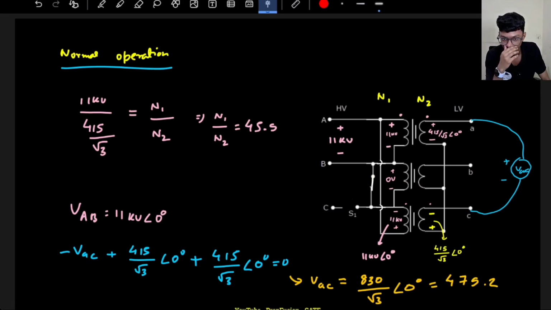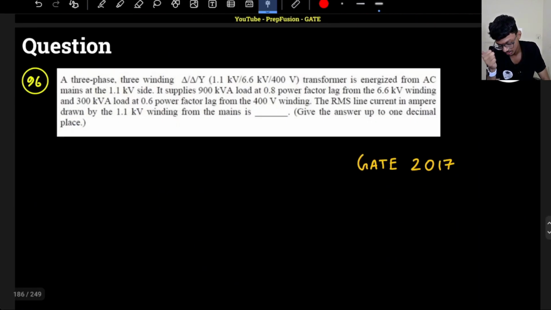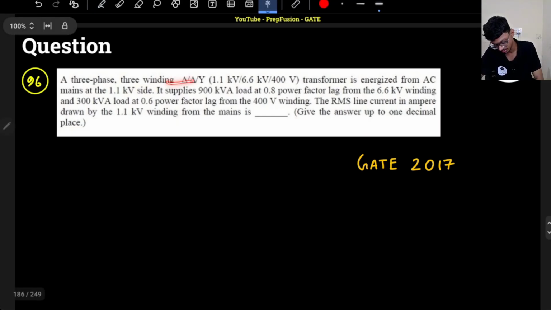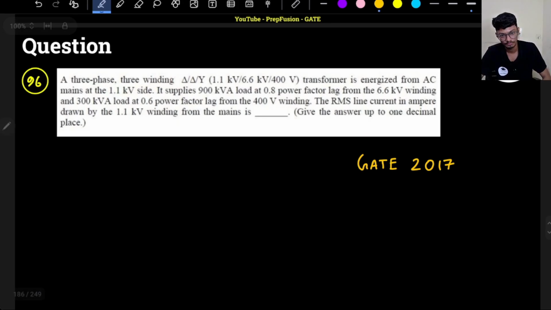Okay, so let's now move on to the next question. A three-phase, three-winding transformer. It's like a transformer bank. It is a three-phase, three-winding transformer energized from AC mains at 1.1 kilovolt, delta delta star. It supplies this load at 6.6 kilovolt and this load from the 400 volt winding.